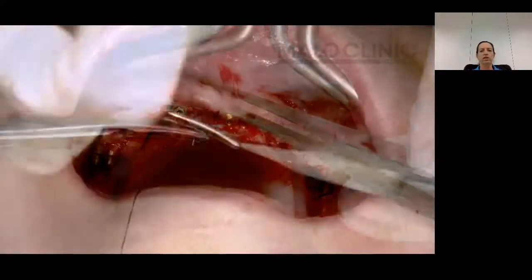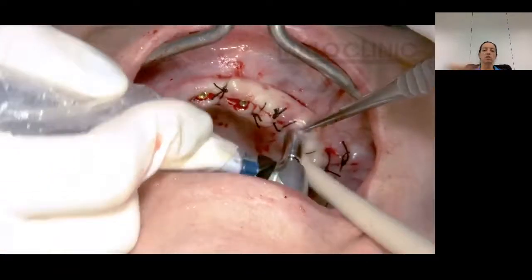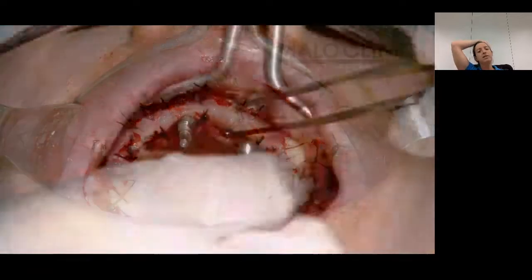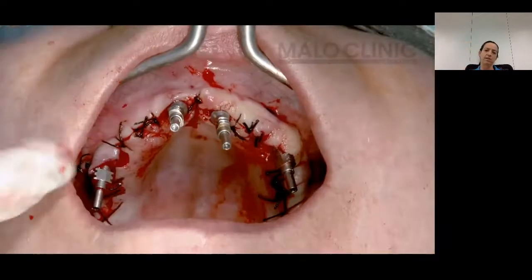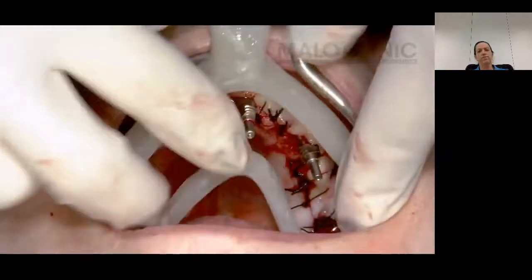So as you can see here, after this we suture everything. So these are the TI Ultra implants that I was telling you about, and these abutments are the axilla abutments. So now we do an impression.